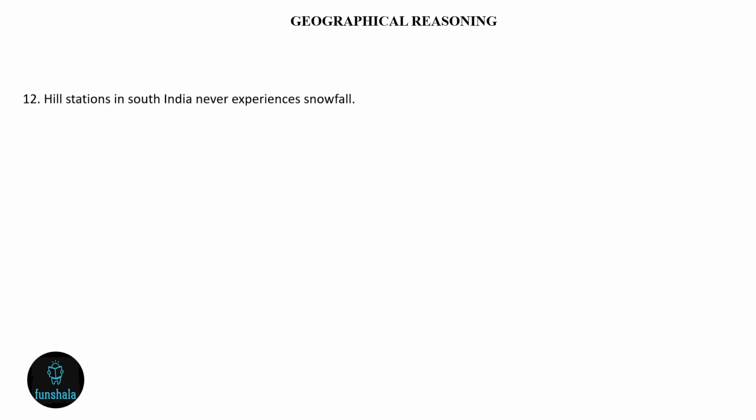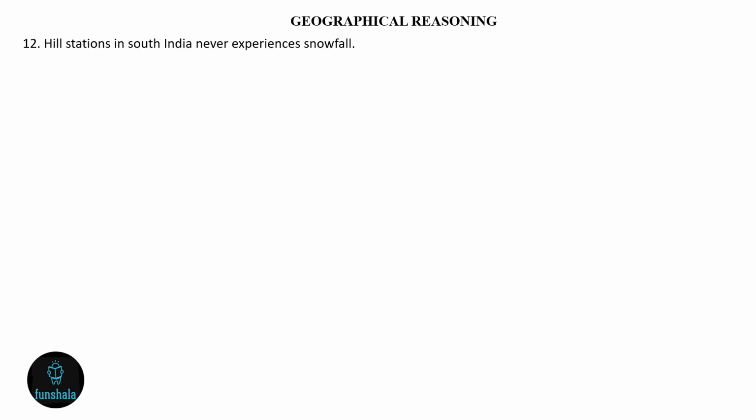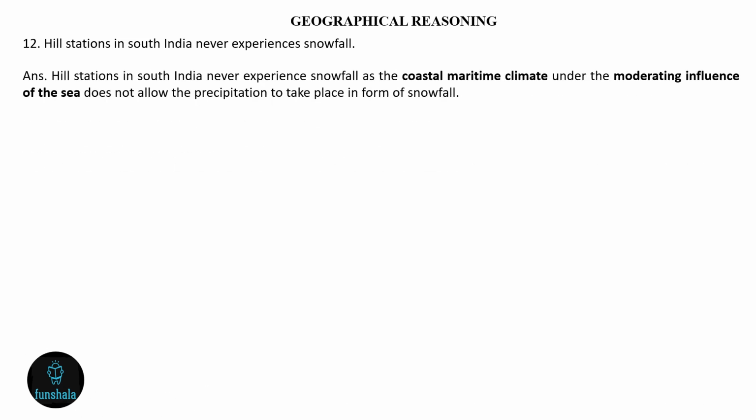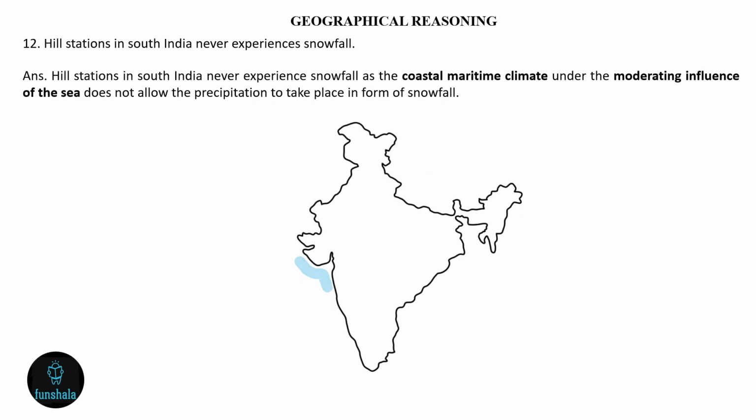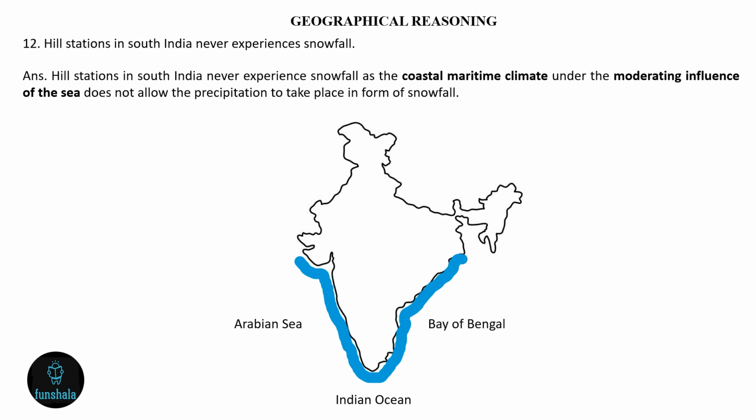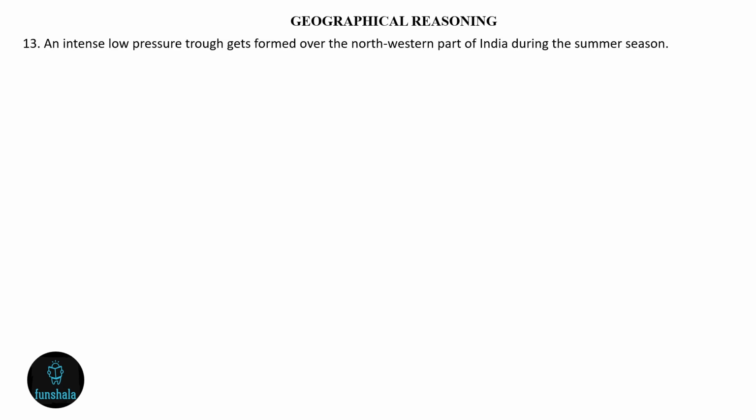Question number 12. Hill stations in South India never experience snowfall. And the answer is, hill stations in South India never experience snowfall as the coastal maritime climate under the moderating influence of the sea does not allow the precipitation to take place in the form of snowfall. Question number 13. An intense low pressure trough gets formed over the northwestern part of India during the summer season.